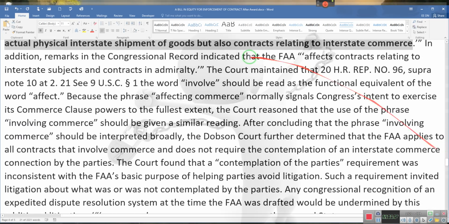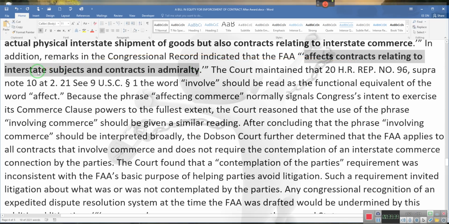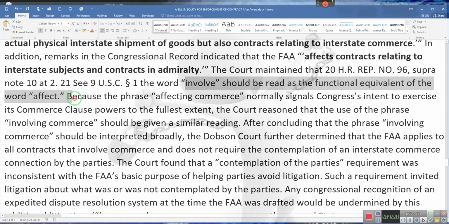In addition, remarks in the congressional record indicate that the FAA affects contracts, and this is why I'm highlighting this, because we are dealing with any contract that relates to interstate subjects or contracts of admiralty. The courts maintained in House Report Number 96, supra, at 2.21, see 9 U.S.C. 1, the word involve should be read as functionally equivalent to affect, that affects interstate commerce. So either it involves or it affects interstate commerce.